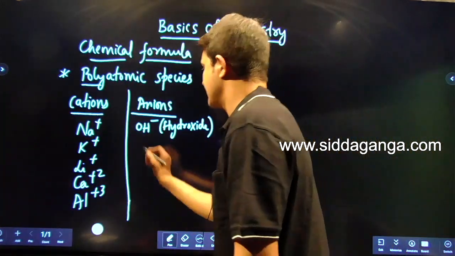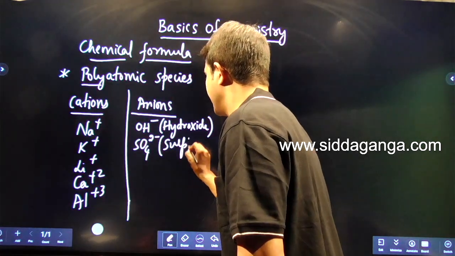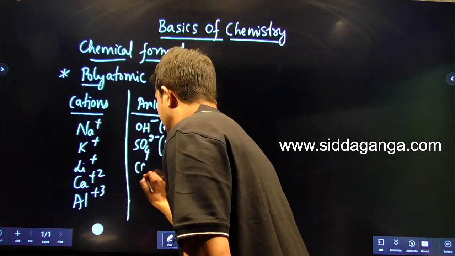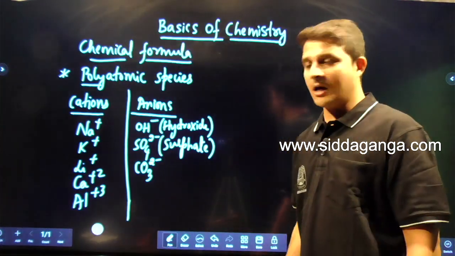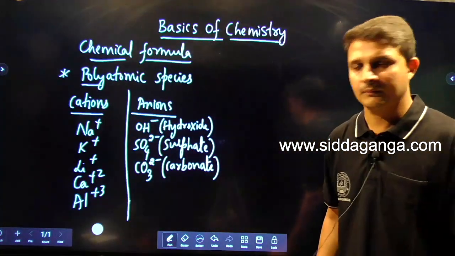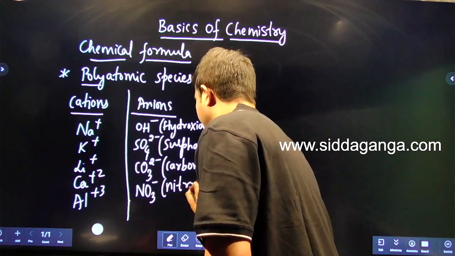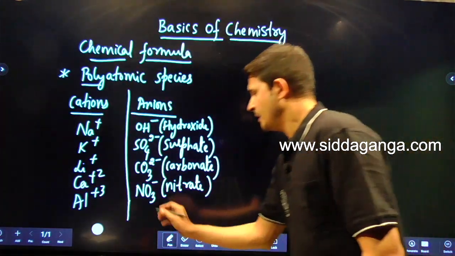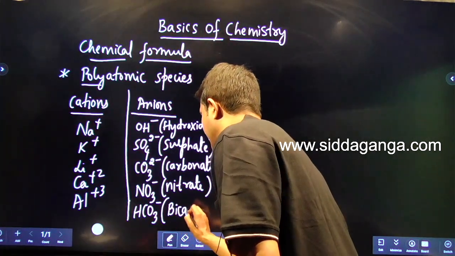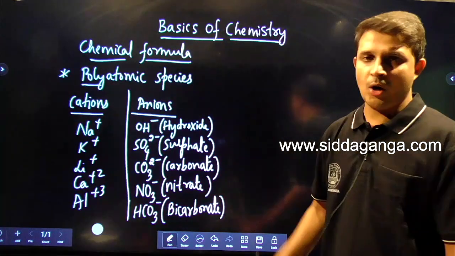Next let us take SO4 2 minus. This is called sulfate ion. Next CO3 2 minus, carbonate ion. NO3 minus, nitrate ion. HCO3 minus, which is called bicarbonate ion. So we have taken up a few anions which are polyatomic in nature.